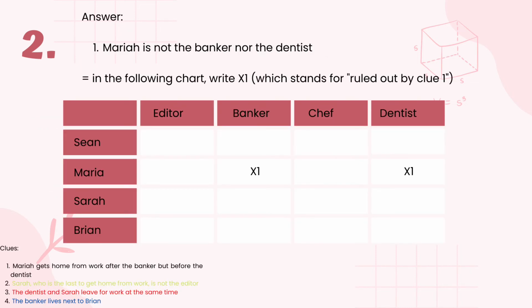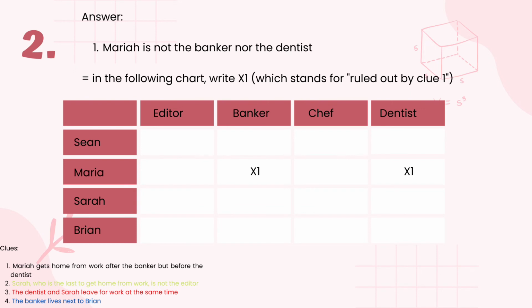Okay, now we will do a table for our solution. We will first go to our first clue, which is Maria is not the banker nor the dentist. So, in the following table, we will write X1, which stands for ruled out by clue number 1. If it is ruled out by clue number 2, we will put X2, or clue number 3, X3, or 4, X4.